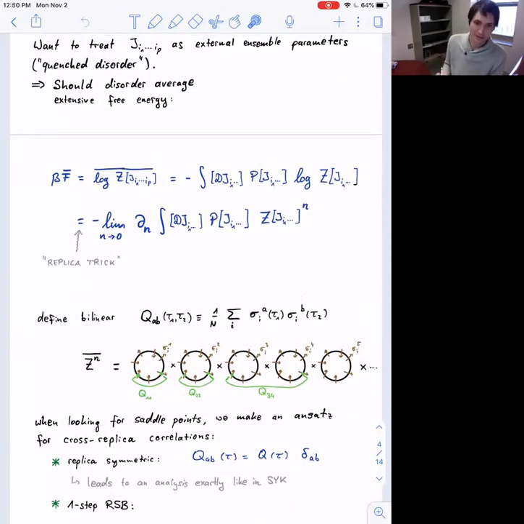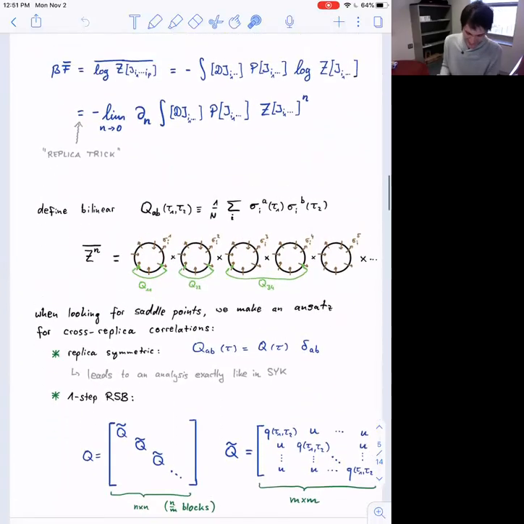I drew some picture here, which isn't supposed to mean much. It's just to have some sort of illustration, in case you're used to thinking about the replica trick as copies of the system that you correlate somehow. This bilocal variable now describes correlations between different copies of the system. That's the obvious thing to do. But now, if we want to make any progress, we need to make an ansatz for what this cross-replica bilinear field should look like.